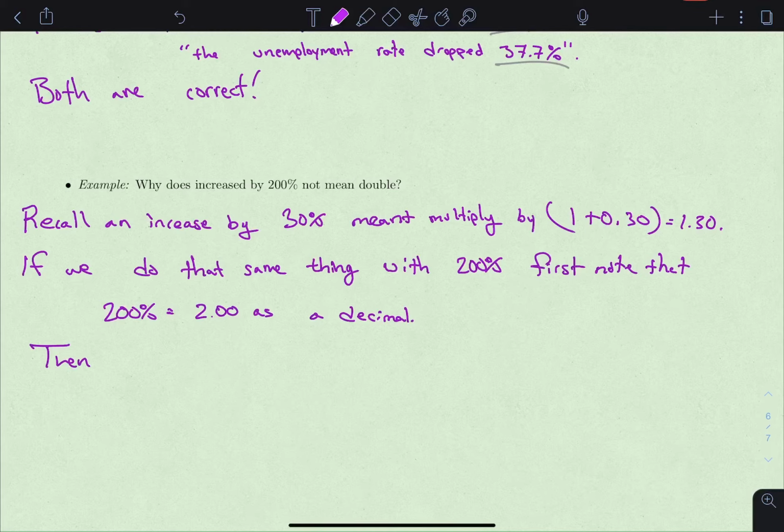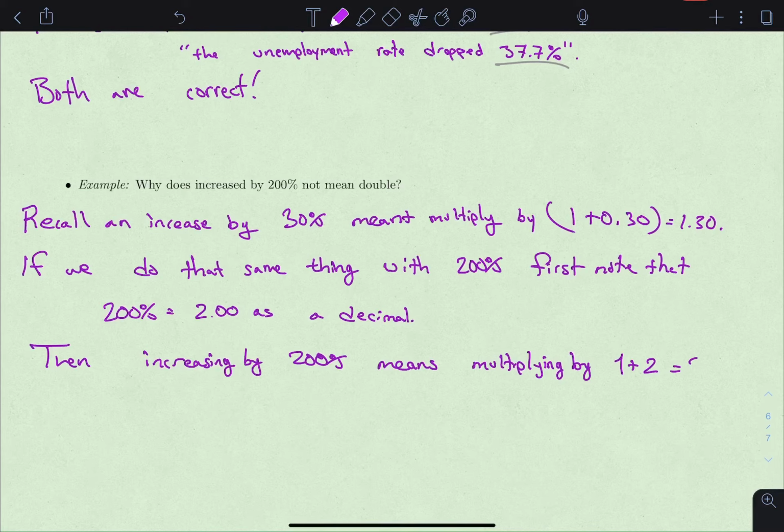Then increasing by 200% means multiplying by 1 plus the percent as a decimal, which is 2, which equals 3. So a 200% increase means 3 times the original.